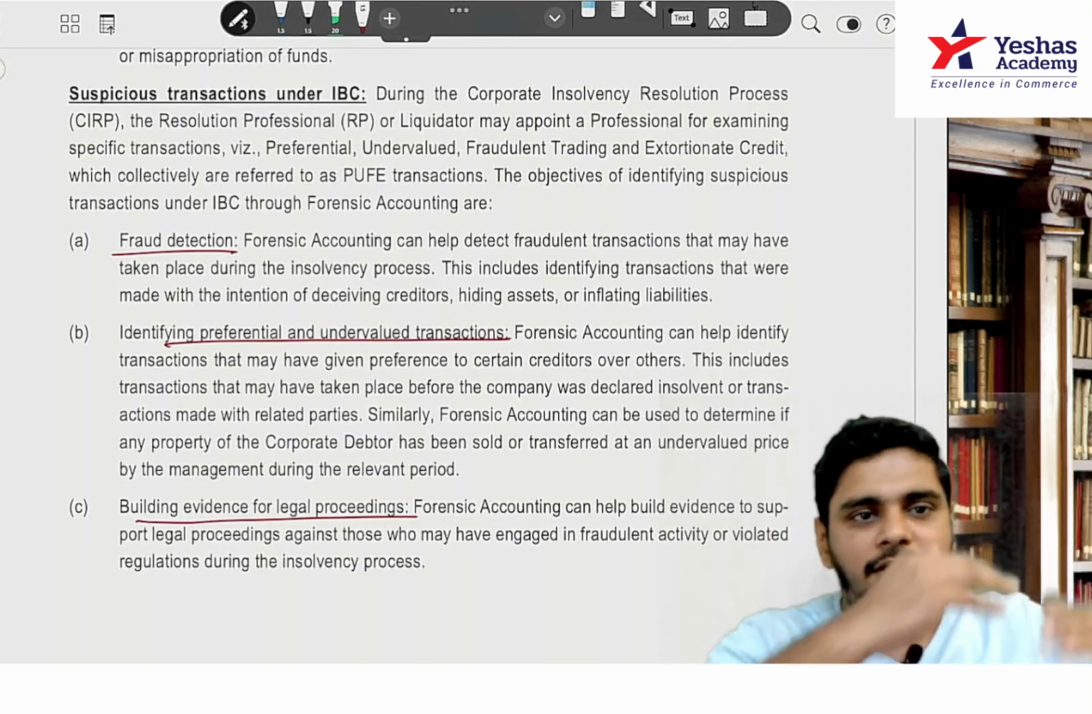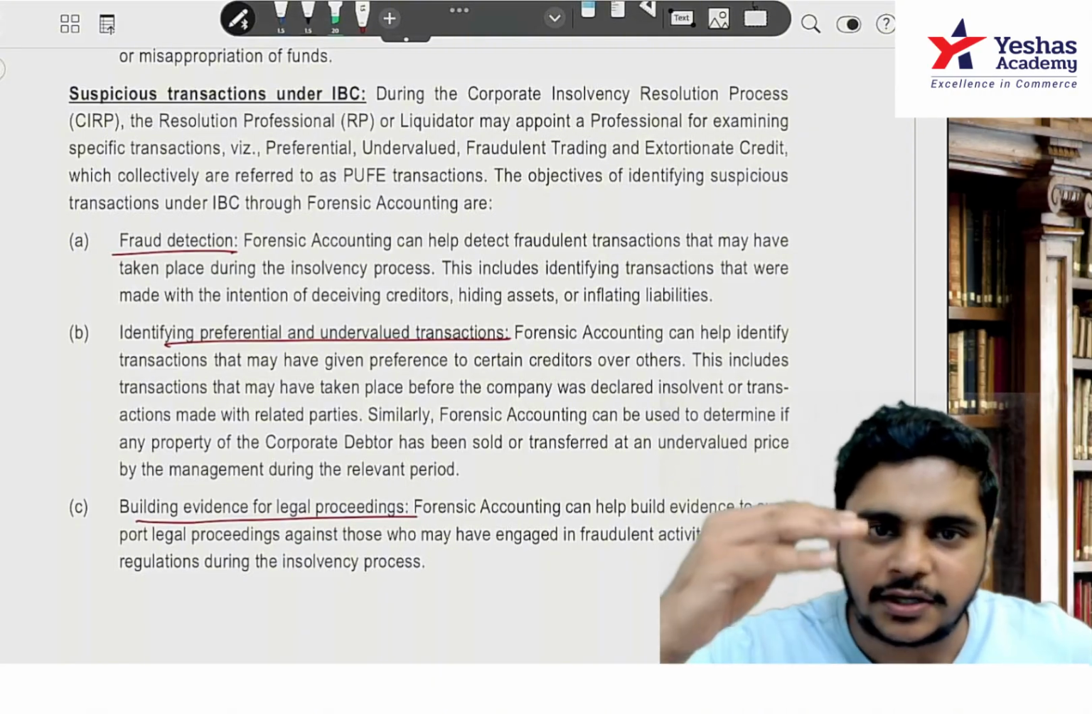So these are the forensic accounting headings they have given there. Here they have given the descriptive part. Okay.